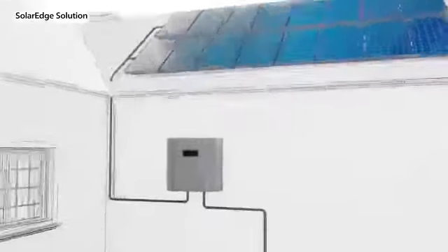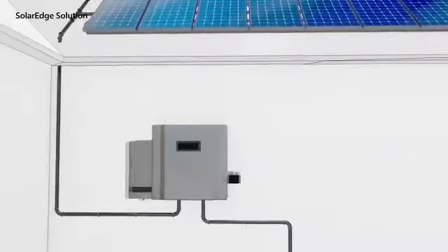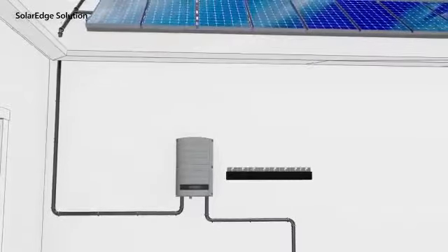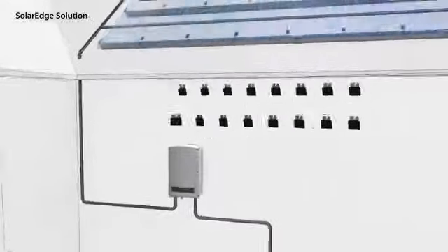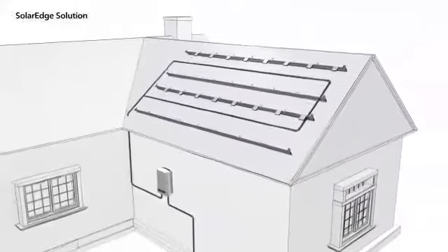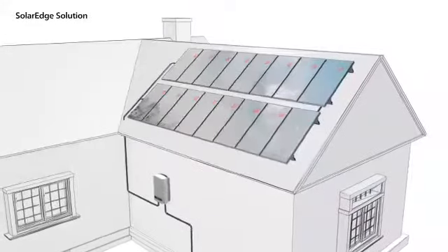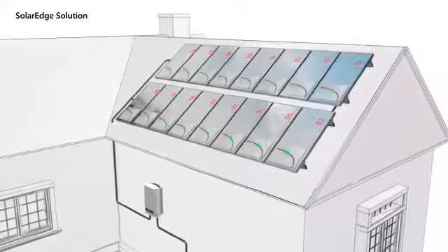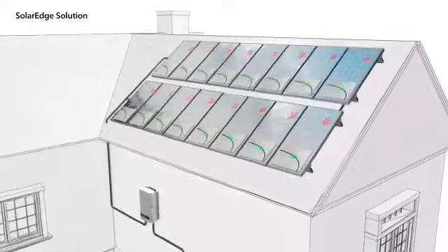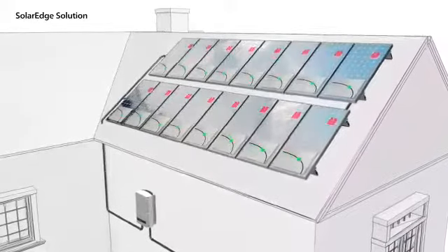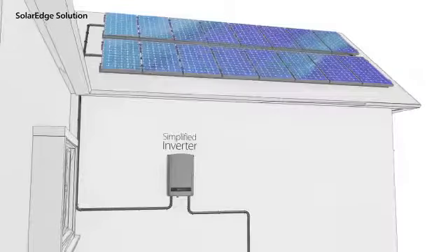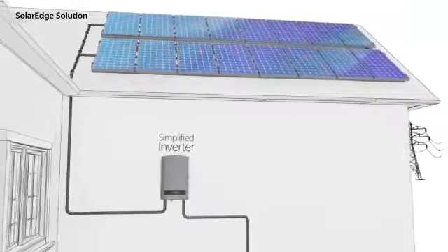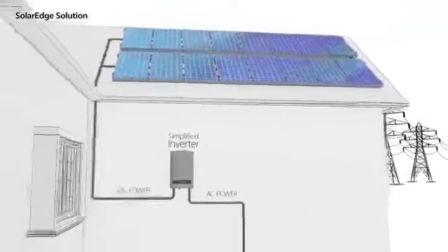Our solution splits the traditional inverter functionality into two products: the power optimizer and a simplified inverter. The power optimizers are located on each panel, turning the panels into intelligent panels. These power optimizers provide panel-level tracking and real-time adjustments of current and voltage to the optimal working point of each individual panel.